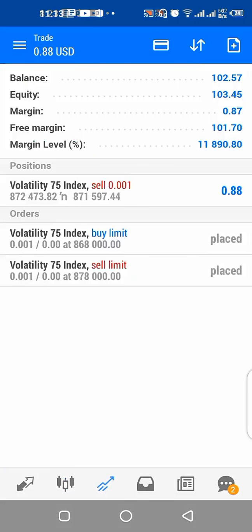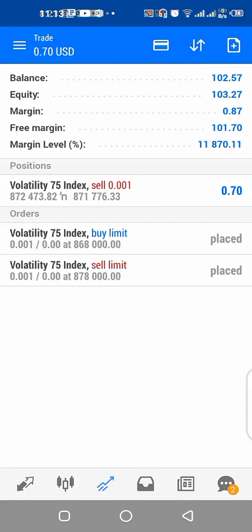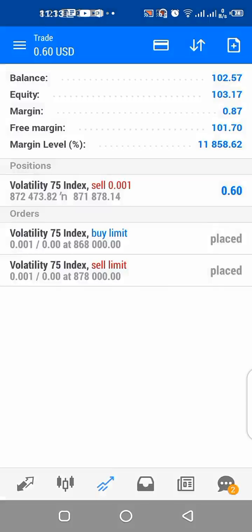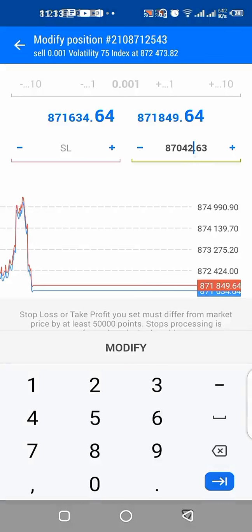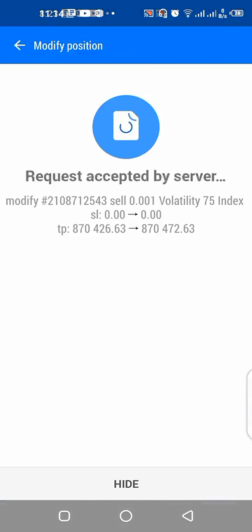872,473 to 870,473 or thereabouts. In as much as I've placed the take profit at about 2,000 points, that's going to give me $2. I will also monitor if price tends to show some retracement. I may close my scalp trade in profit, so that I won't have some drawdown.